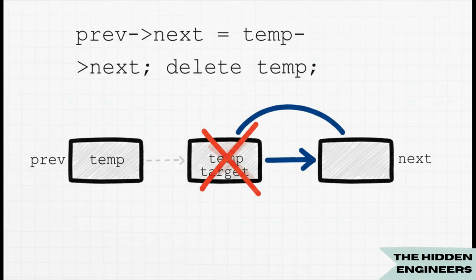Deleting a node is all about some clever rewiring. The code finds the node just before our target, and then it reroutes that node's next pointer to completely skip over the one we want to delete.